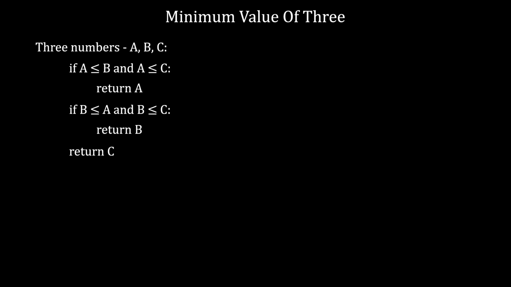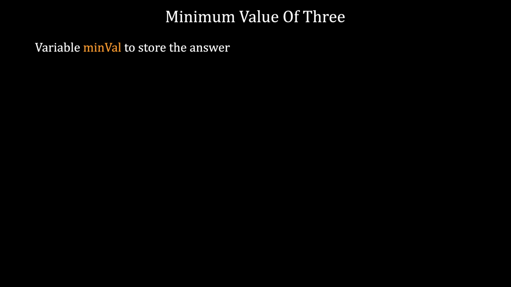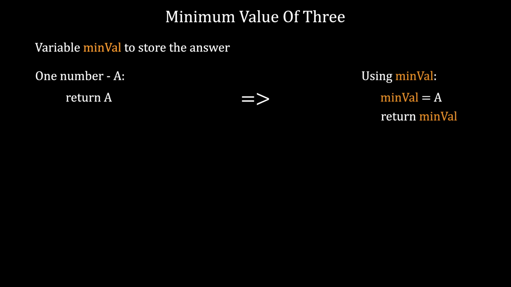Now, while this solution is correct and fast, I want to show you a slightly different one, which will be simpler and also make the code cleaner when dealing with more than 3 values. So for example, let's say you wanted to find the minimum value of 5 values, or you are given an array of integers and you wanted to find the minimum value, which is actually a problem that we are going to solve next on Algo Academy. So what I want to propose is using a variable named minval to store the answer. If we have only one number, a, then the previous solution will turn to this one using minval.